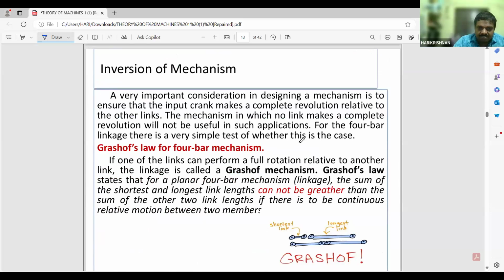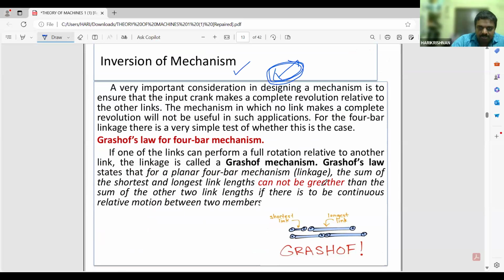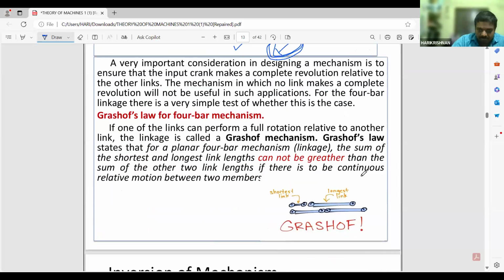The specialty of this mechanism is that when you design a crank, the crank should make a full rotation. Otherwise we cannot use this mechanism. Next is Kirchhoff's law. Kirchhoff's law states that for a planar four-bar chain mechanism, the sum of the shortest and longest link, the shortest link is the crank, cannot be greater than the sum of the other two links.